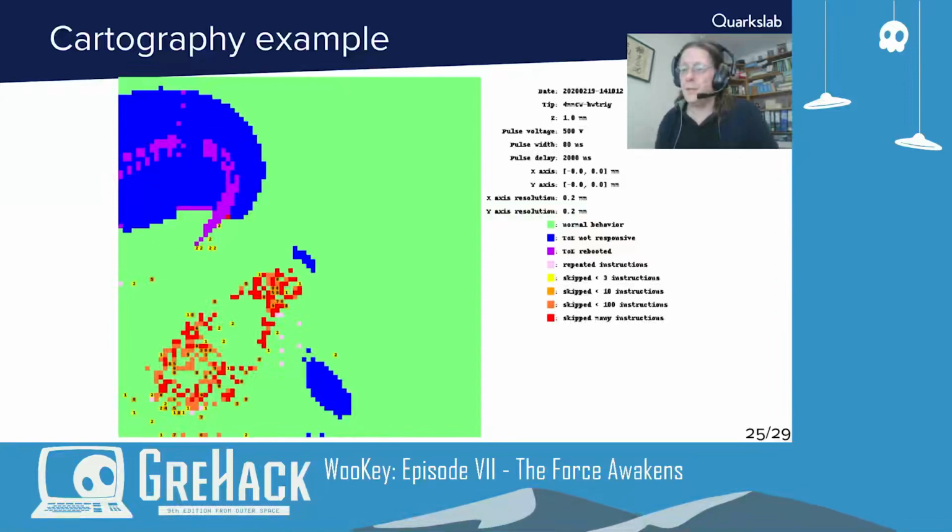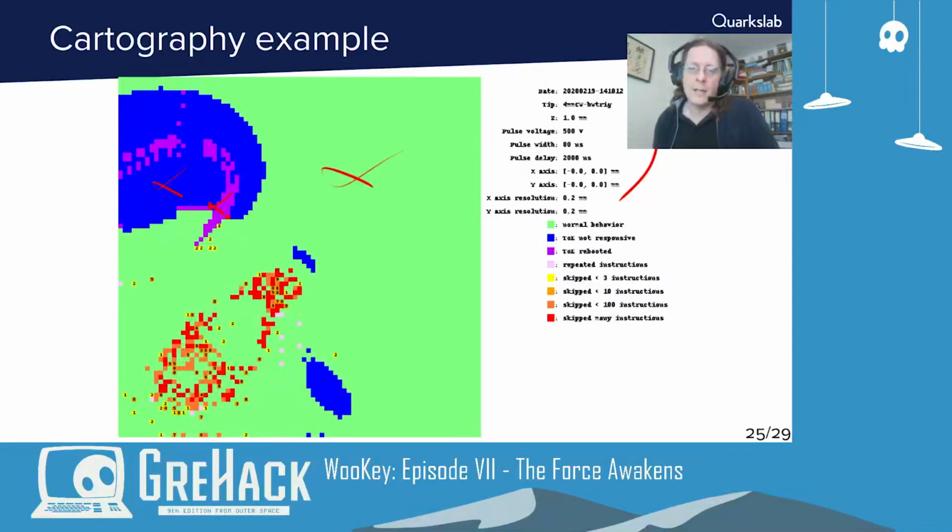Here is an example of cartography. You see the different parameters that were used, and then we scan the whole chip surface for a given height. And we can use some colors to see quickly what happens. When it's green, it means normal behavior, nothing bad happened. Here in blue, the target was not responsive, so we had to reboot it. Here in purple, it rebooted itself. So that means these are all cases that you have to handle in your script.